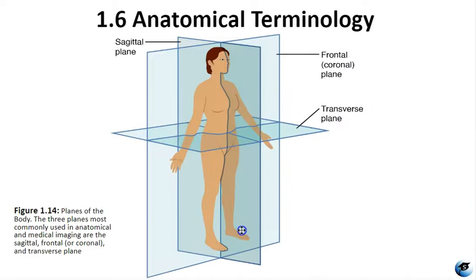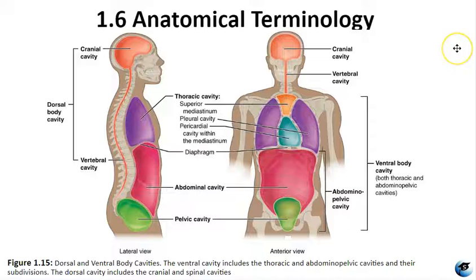Figure 1.14 shows the planes of the body. The three planes most commonly used in anatomical and medical imaging are the sagittal, frontal, which is sometimes called the coronal plane, and then the transverse plane. The dorsal and ventral body cavities are illustrated in figure 1.15.